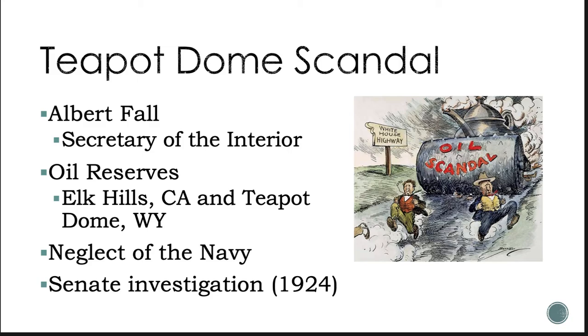So, this is just one example of the political scandal that we see during Harding's presidency. There is going to be an investigation in 1924 that is going to find Fall guilty and send him to prison. And this is going to leave a terrible name on the Harding presidency because Fall was nominated and approved by Harding, and he takes advantage of his position in order to make money while neglecting a respected piece of the government, the Navy, all at the same time.